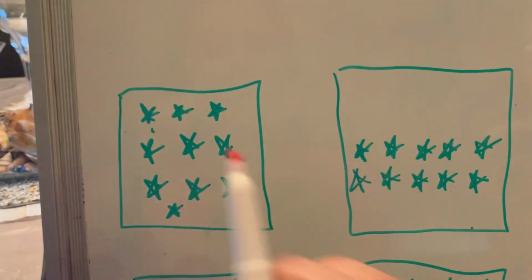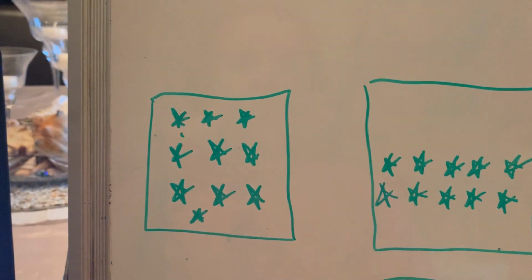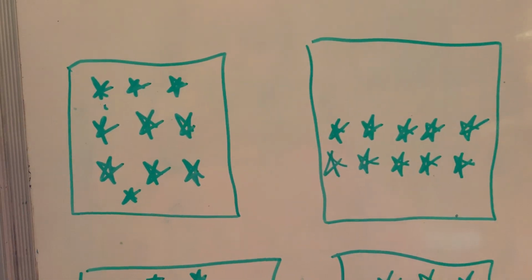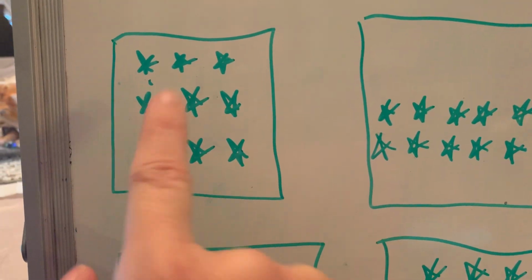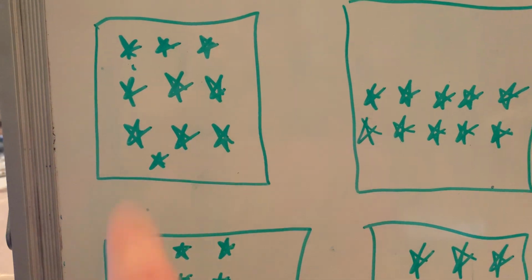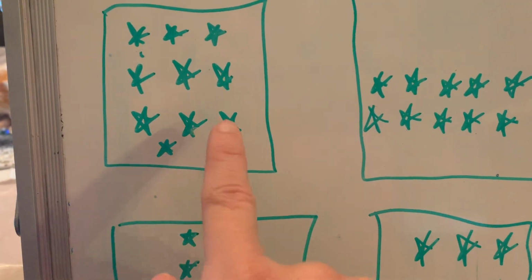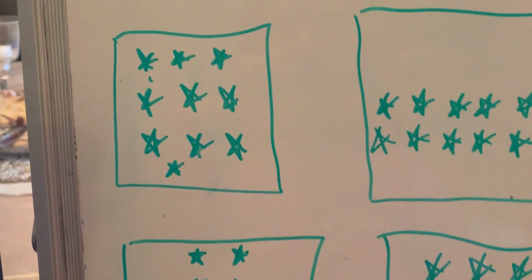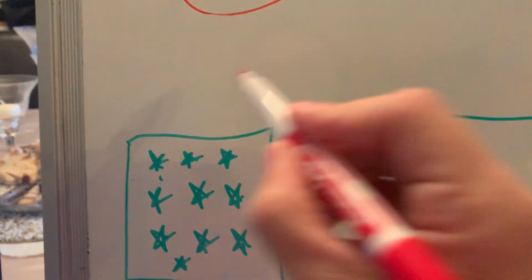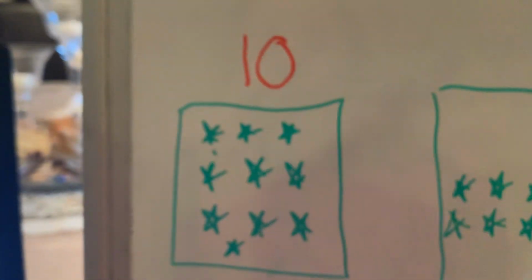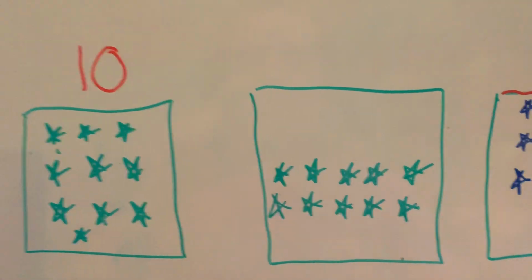All right, so let's take a look at this first one. We are going to count together how many stars. 1, 2, 3, 4, 5, 6, 7, 8, 9, 10. So how many stars are in this square altogether? 10. I'm going to put the number 10 up here so we do not forget how many stars we counted right there.